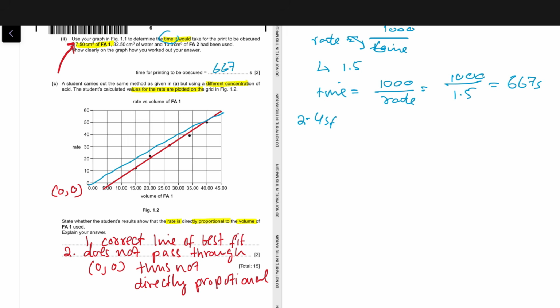Passes through 0, 0, therefore it is directly proportional. You have those two options, but I say that it doesn't.